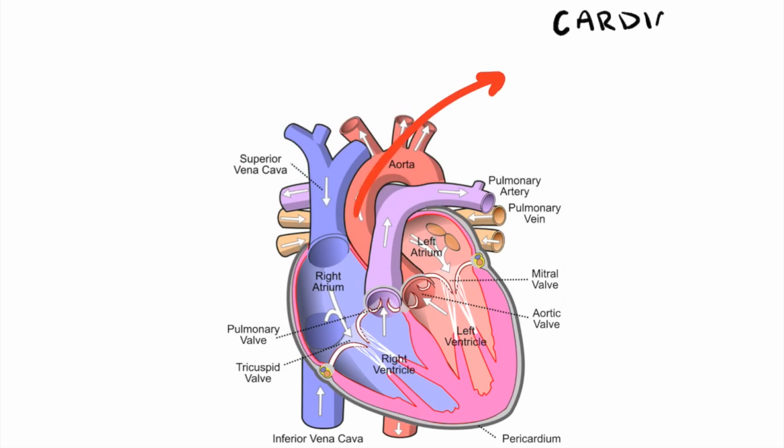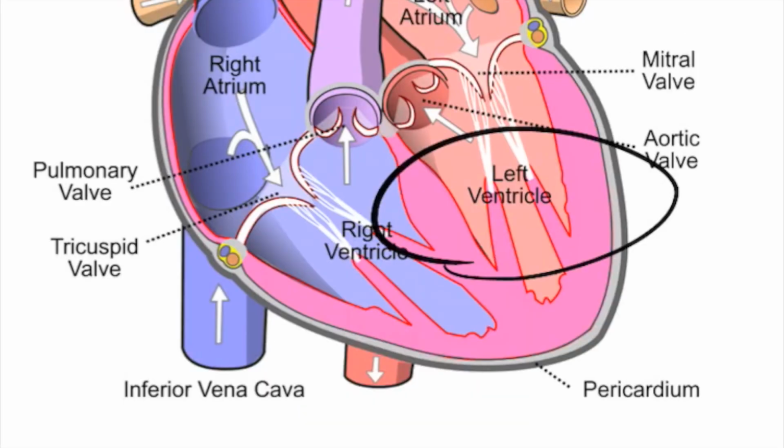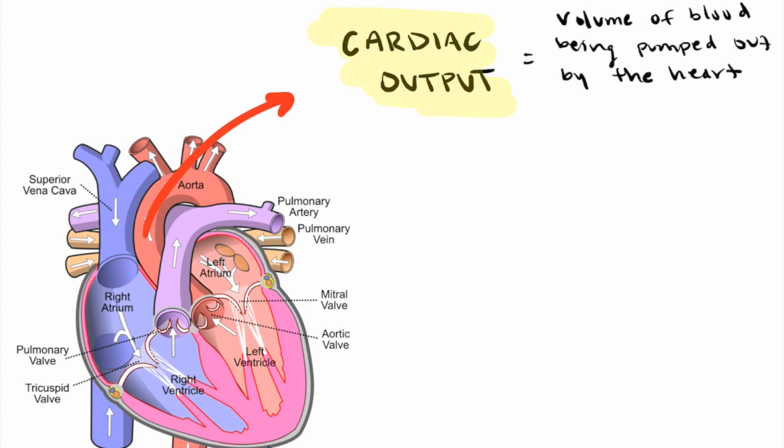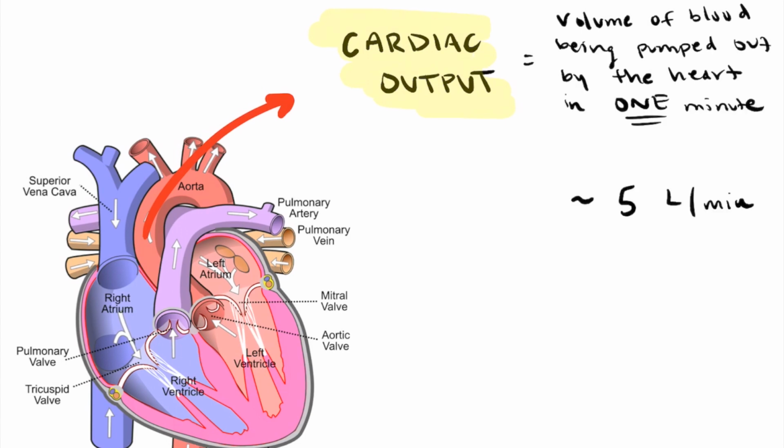The volume of blood being pumped out by the heart in 1 minute, specifically the left ventricle, is called the cardiac output. A normal cardiac output is 5 liters per minute. So to calculate the cardiac output, let's take a closer look at the left ventricle.